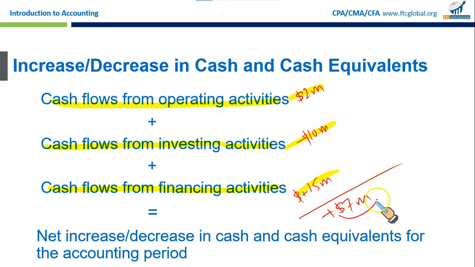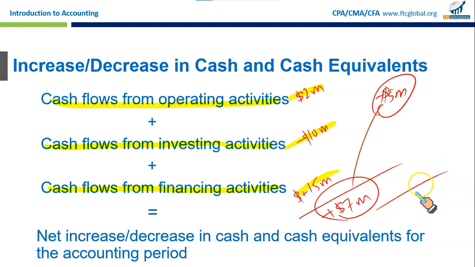To see whether this number is correct, we add the opening cash and cash equivalents balance, 5 million, let's say, if this was the balance of cash and cash equivalents at the start of the period. This is the cash and cash equivalents increase over the period. Your closing figure should exactly be $12 million for cash and cash equivalents. If it is so, then you have done things at least arithmetically accurate.